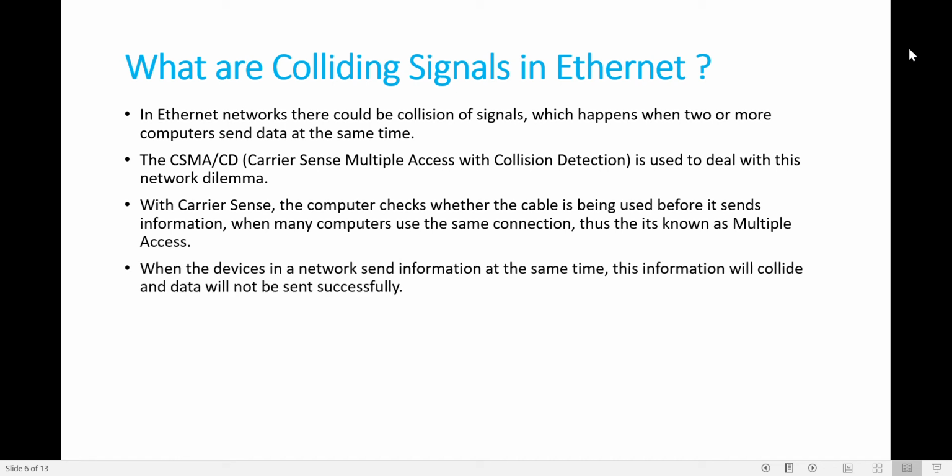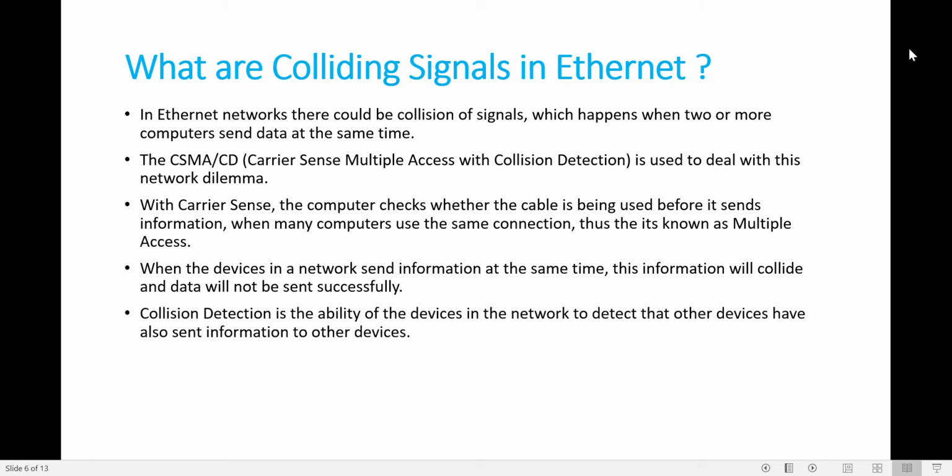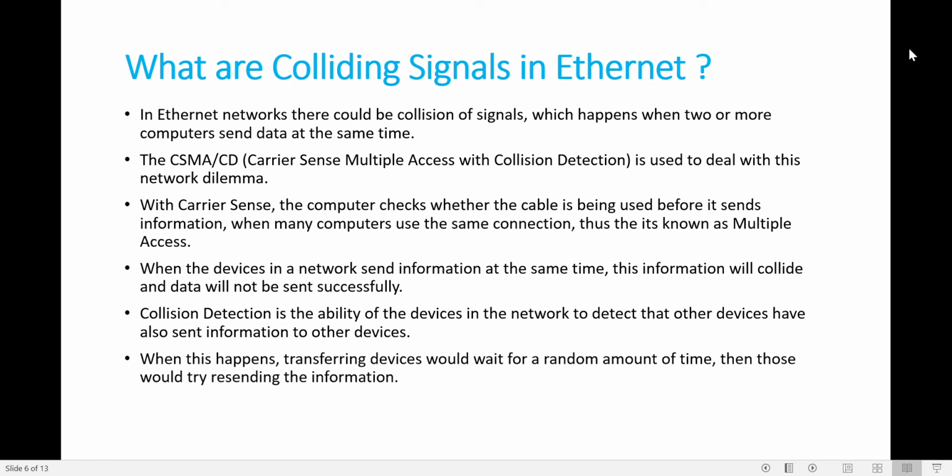When devices in the network send information at the same time, the information will collide and the data will not be sent successfully. Collision detection is basically the ability of the devices in the network to detect that other devices have also sent information on the cable. Now when this happens, the transmitting devices wait for a random amount of time, then try resending the information.